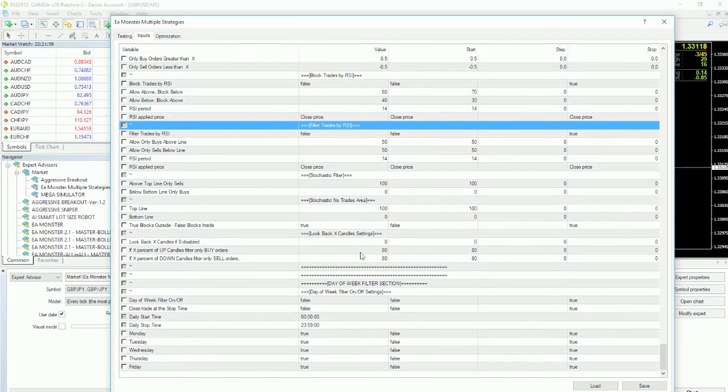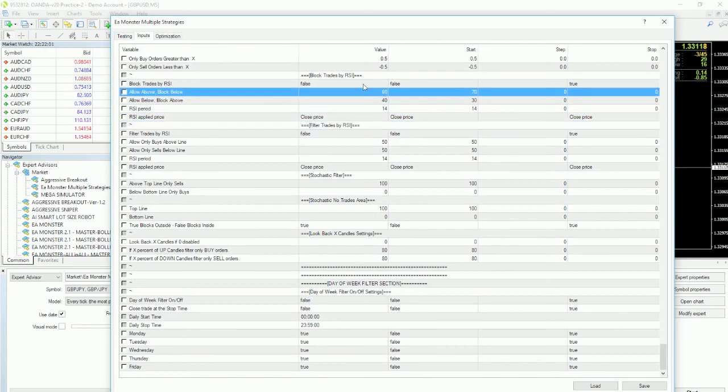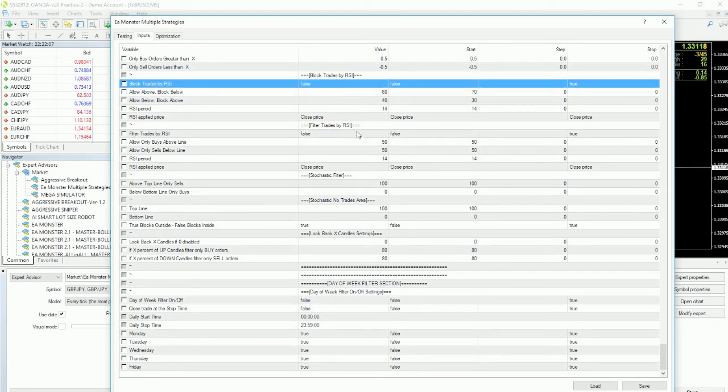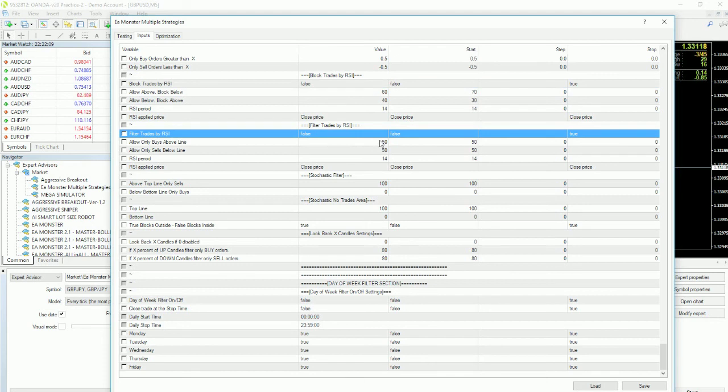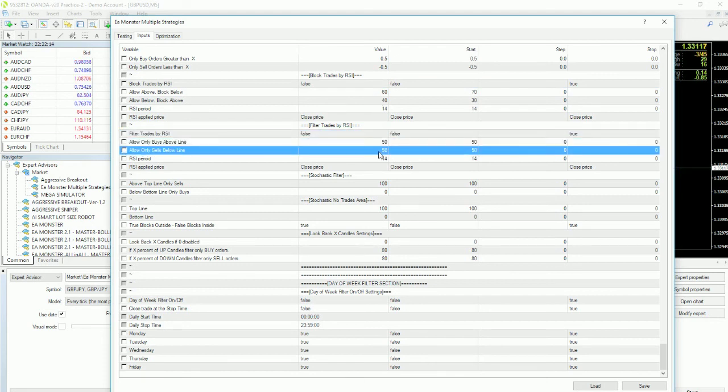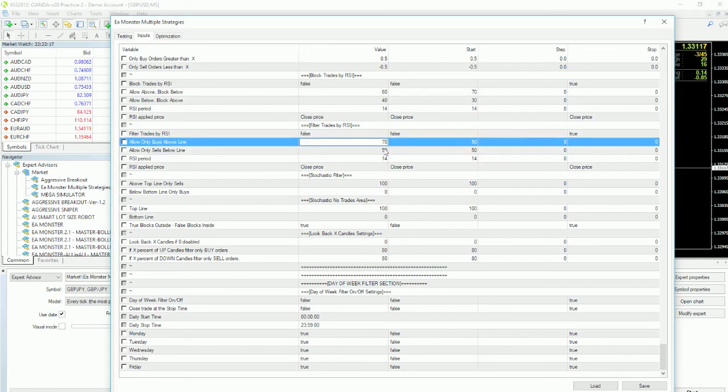This one, filter trades by RSI. You're going to need to use this one, this block trades with this filter. You need to set both of these to true. So set that to true. And then this one here, you're going to allow only buys above the 50 or only sells below the 50.